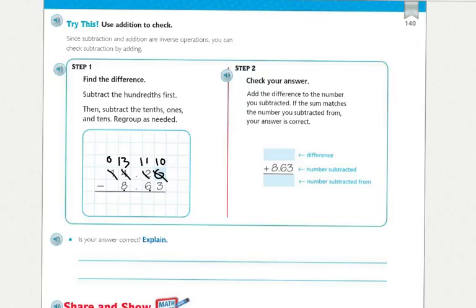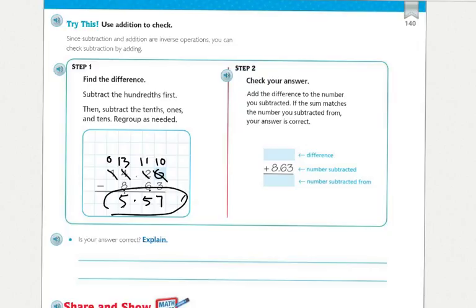10 minus 3 is 7. 11 minus 6 is 5. Bring my decimal down. 13 minus 8 is, I'm sorry, actually that's 5, because 5 plus 8 is 13. And then 0 from 0 is nothing. So my answer is 5 and 57 hundredths.